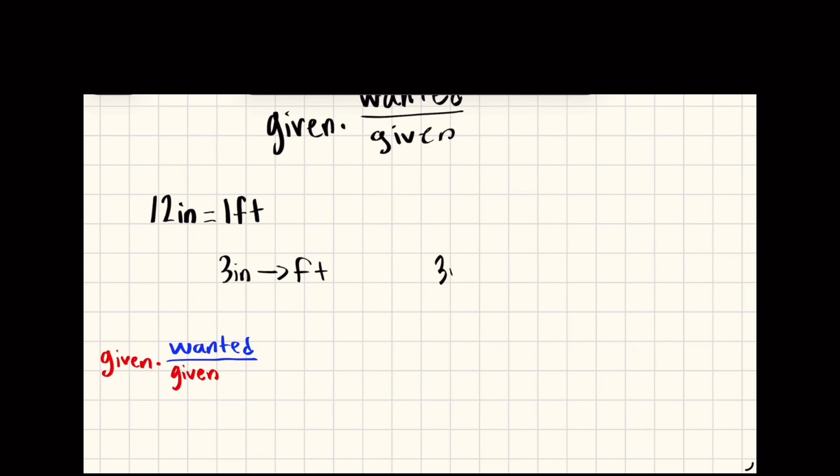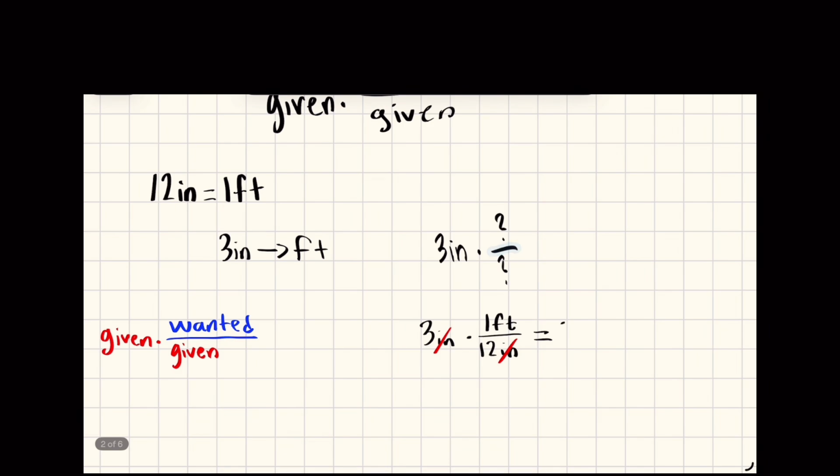Here, we are given 3 inches, and we want feet. So which unit goes on the top? Well, according to our formula, it's feet. And inches will cancel. If you do this right, you should get 0.25 feet.